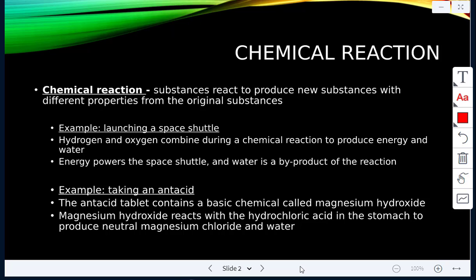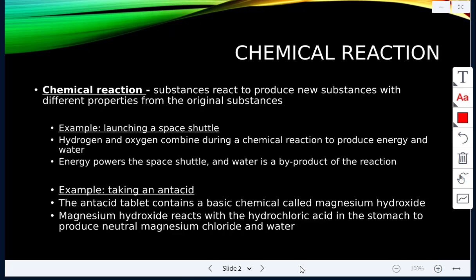Another example, like launching a space shuttle: hydrogen and oxygen combine during a chemical reaction, and energy is produced and water is produced. That energy is taken and used to power the space shuttle, and water is actually a byproduct of the reaction, which then can be used in the space shuttle.